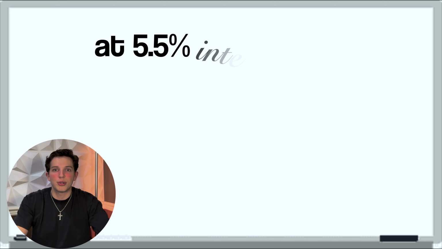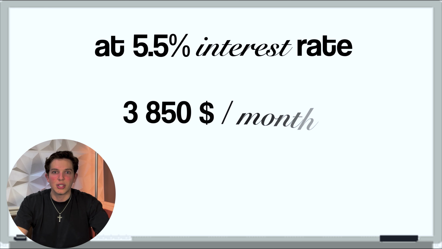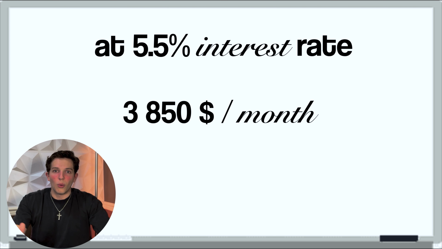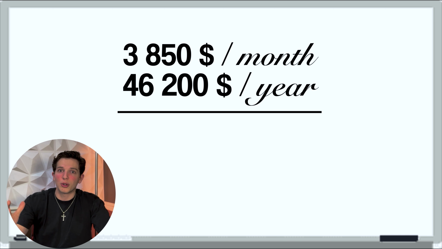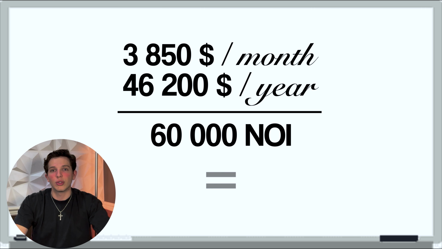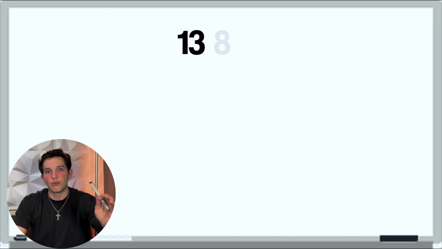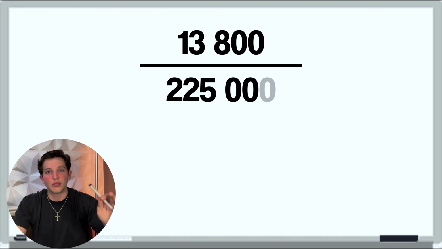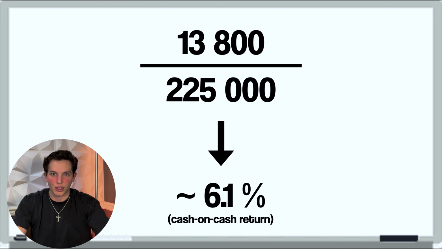At a 5.5% interest rate, that gives you a monthly payment of around $3,850, or about $46,200 per year. And if you subtract that from your $60,000 NOI, you're left with about $13,800 in annual profits. Divide by your $225,000 investment, and you roughly get a 6.1% cash on cash return. And that is before any rent bumps.